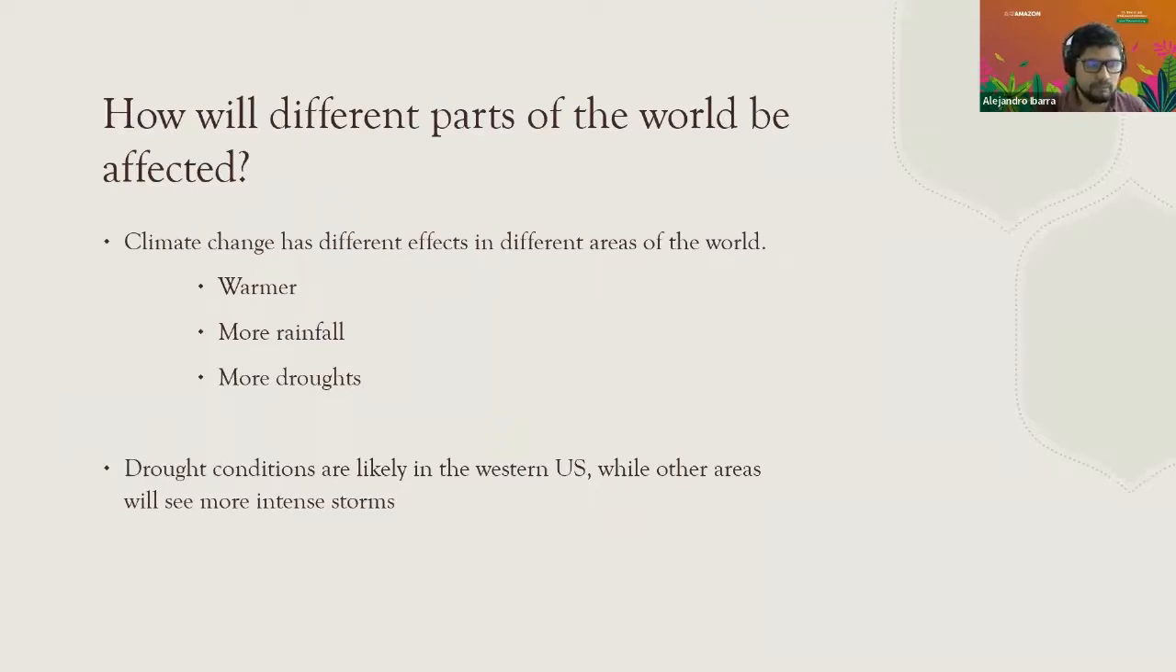For example, things are getting warmer, there's more rainfall, more droughts, and new drought conditions are likely in the Western US, while other areas will see more intense storms in different parts of the world. And as you know, California is grappling with drought again, facing many of the same conditions and challenges that were featured in the 2012-2016 droughts. And we see increased stress on ecosystems, depleted reservoirs, less water, and hard-hit farms and rural communities.